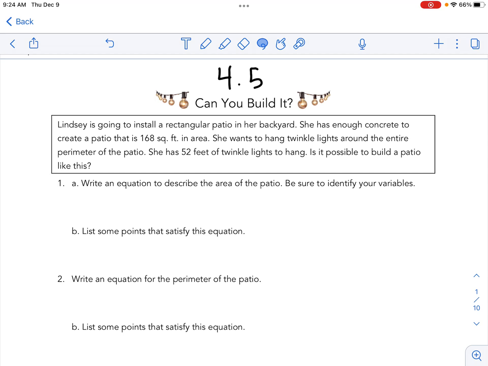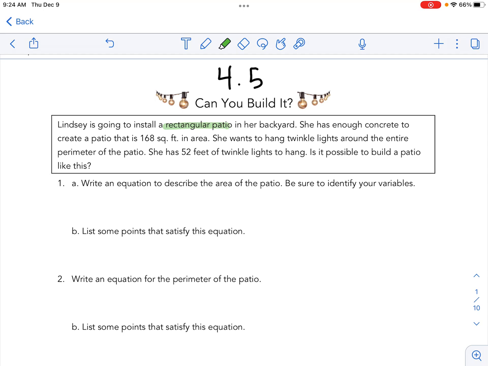These are the notes for 4-5, and the title of this is called You Can Build It. So this is kind of contextual. We're going to give you a scenario, and the idea is that we can model the scenario mathematically and solve it then to find the possibilities for the answers.